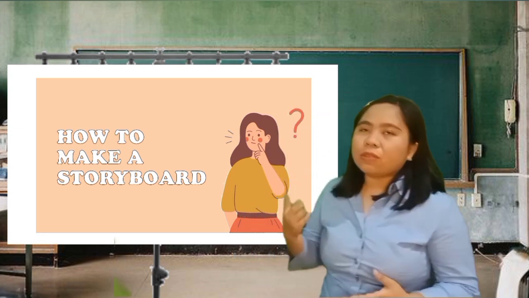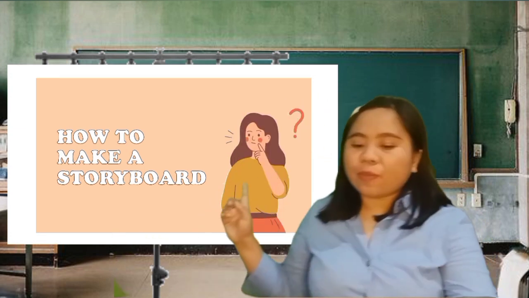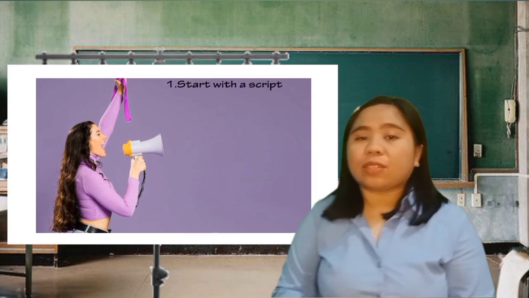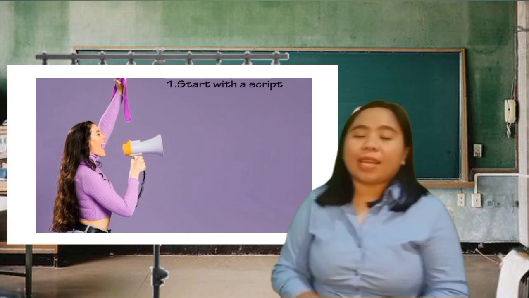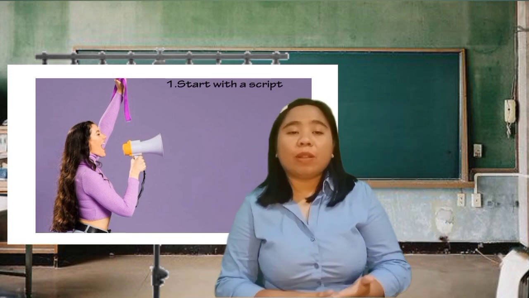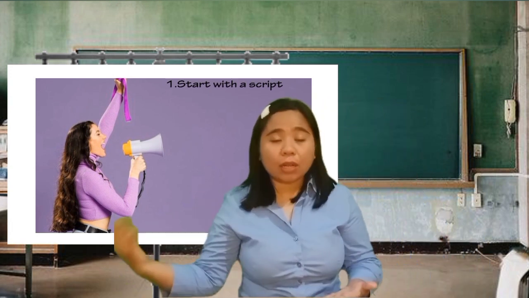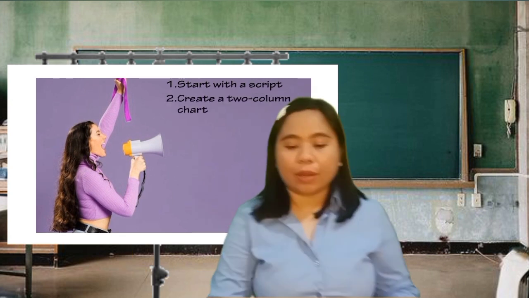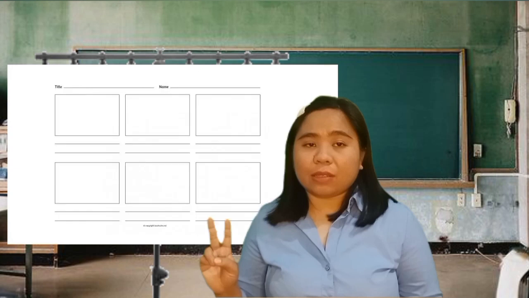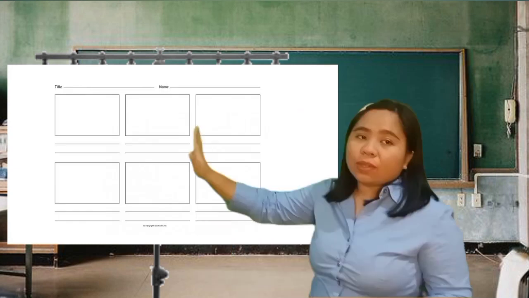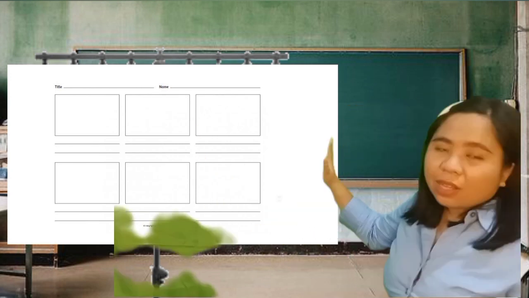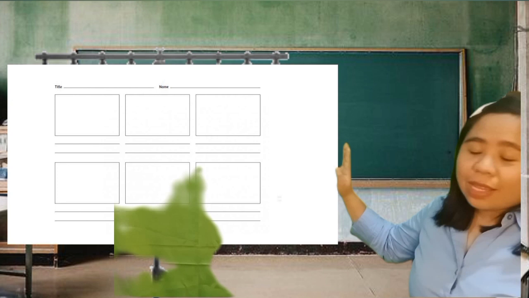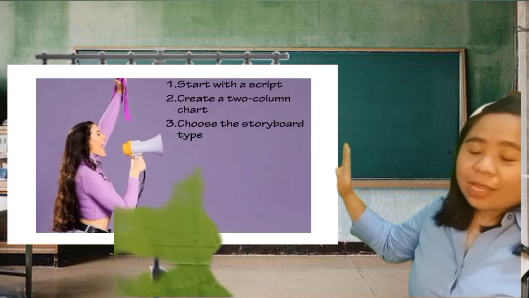So how to make a storyboard? In order to make a storyboard, first you need to start with a script. Your script is the backbone of your storyboard. It contains your idea on what will be the flow of your storyboard. The second is create a 2-column chart. In this column is your drawing or your idea, and the second column is your output, also the caption.